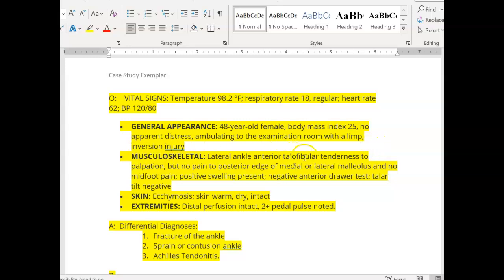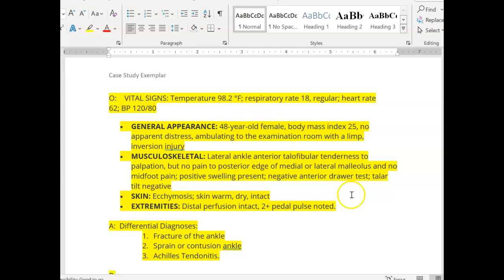Lateral ankle anterior talofibular tenderness to palpation, but no pain to the posterior edge of the medial or lateral malleolus, and no midfoot pain. Positive swelling present, negative anterior drawer test, talar tilt was negative. Skin, ecchymosis of the left ankle, skin is warm, dry, and intact with no injuries. Extremities, the left ankle distal perfusion is intact with 2+ pedal pulses noted. Okay. So you create what you think her exam could look like.